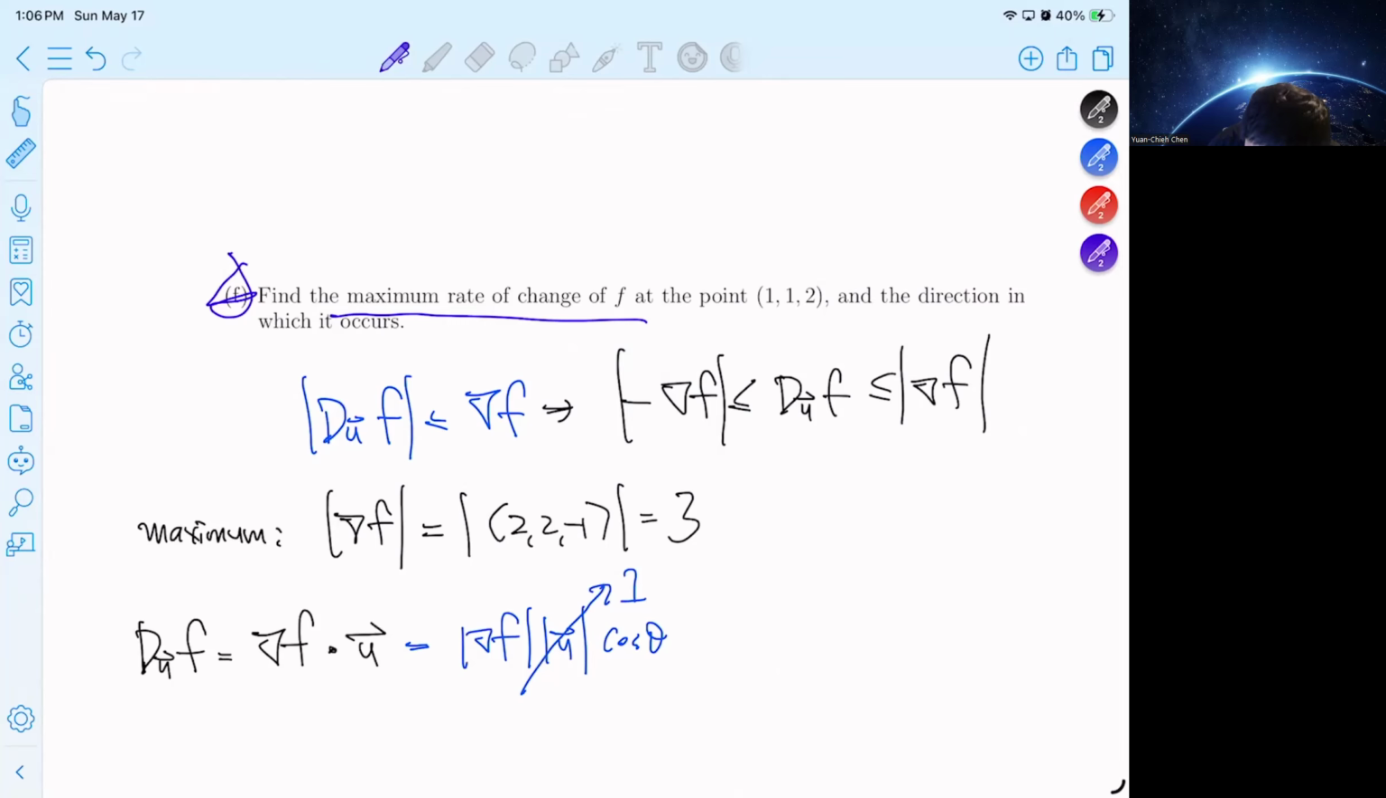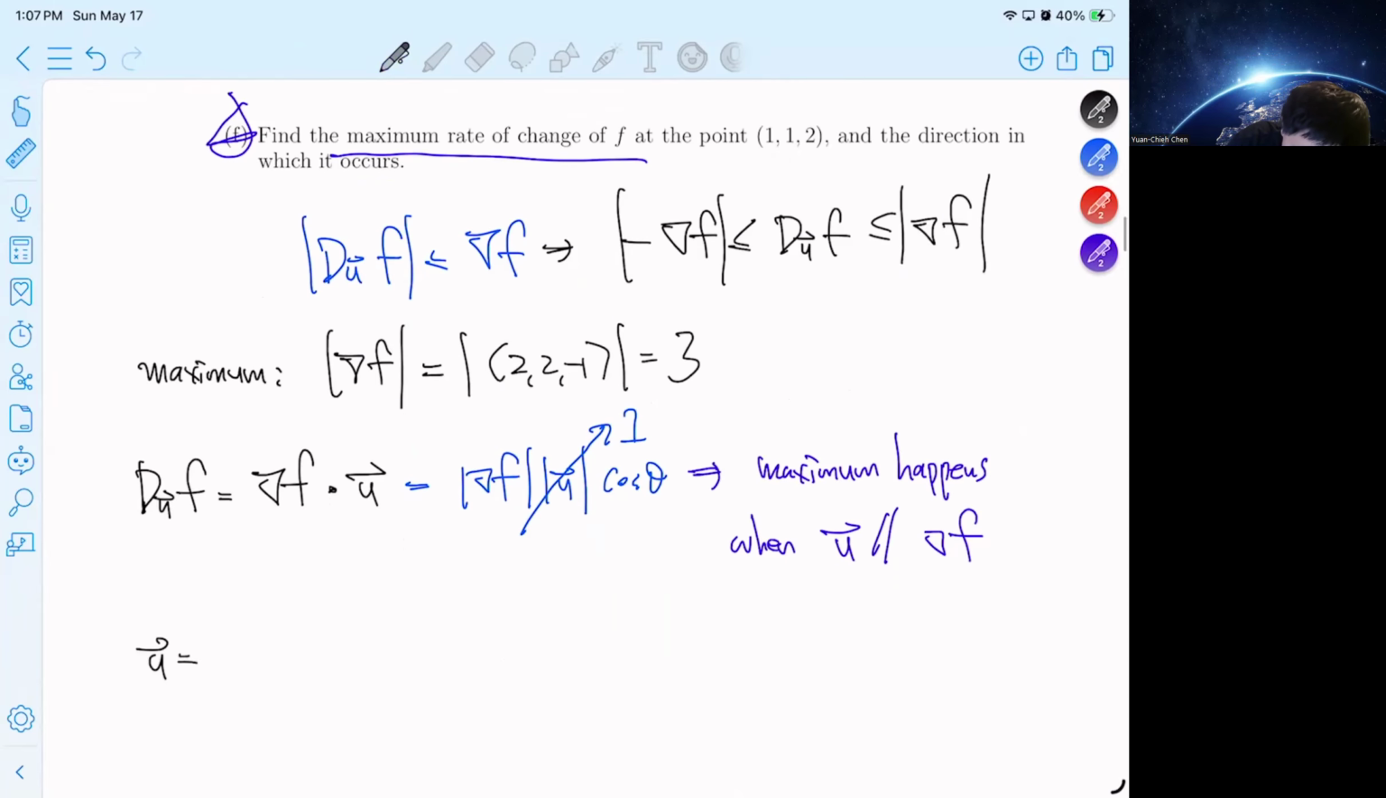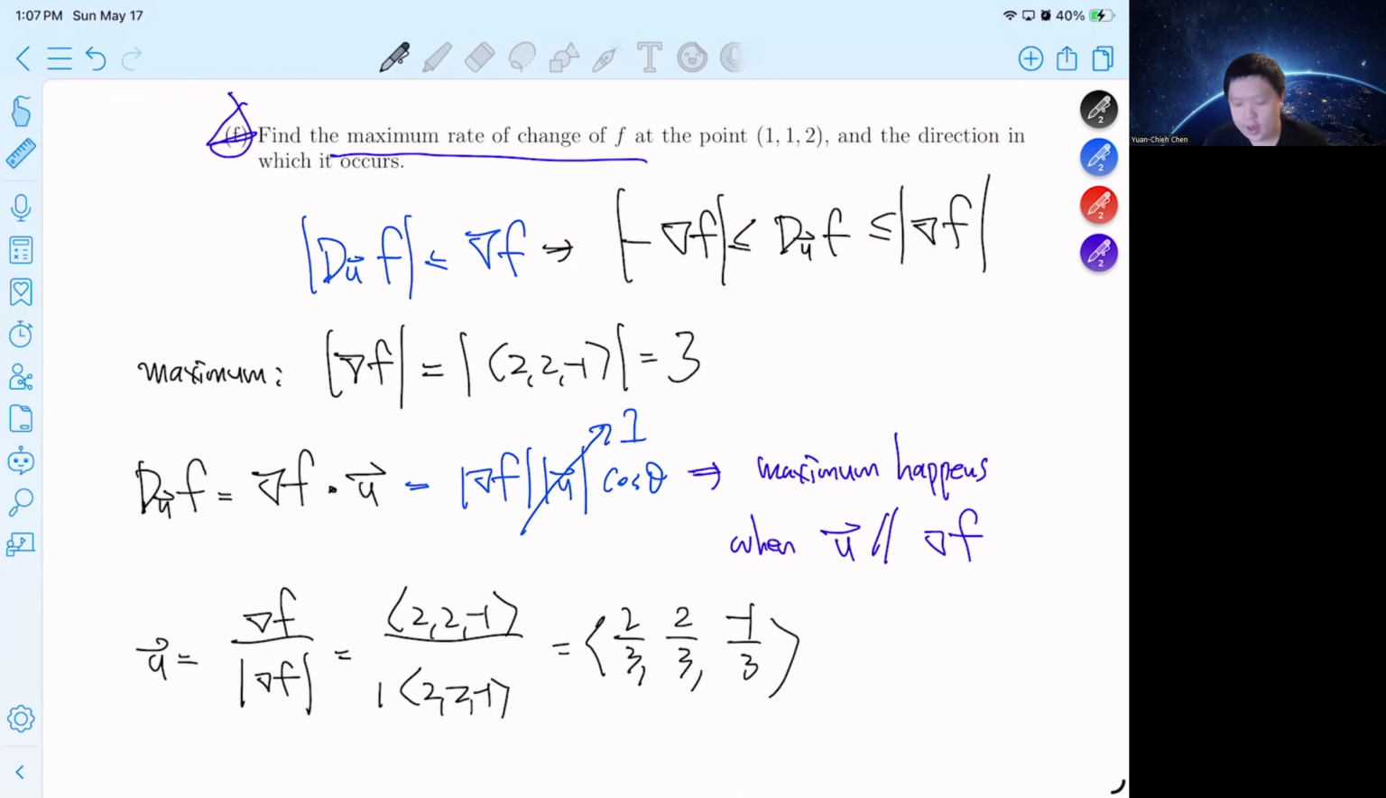So in this case, the maximum happens when u is parallel to gradient f. But remember, u has to be a unit vector, so we cannot just use (2, 2, -1). So u will have to be the gradient f divided by the magnitude of gradient f. In this case, it will be (2, 2, -1) divided by the magnitude of (2, 2, -1). We already did that. The denominator is 3, so this will be (2/3, 2/3, -1/3). And that's it.